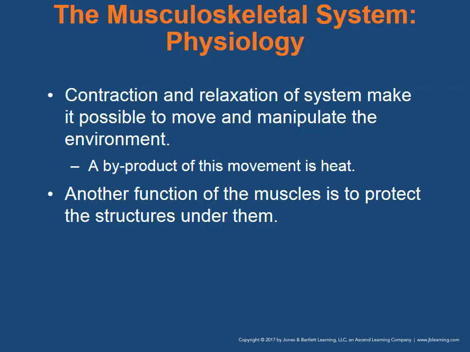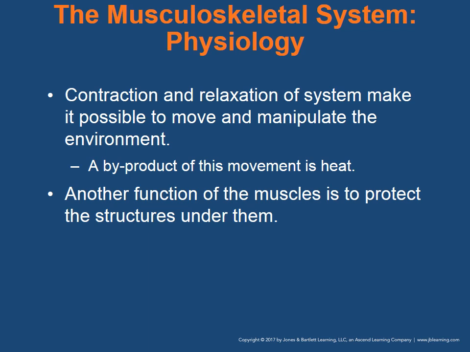So, the musculoskeletal system physiology. How does the musculoskeletal system move and function? Contraction and relaxation of the system make it possible to move and manipulate the environment. A byproduct of this movement is heat, right? Anytime we're moving, performing work, one byproduct is the heat that it produces.